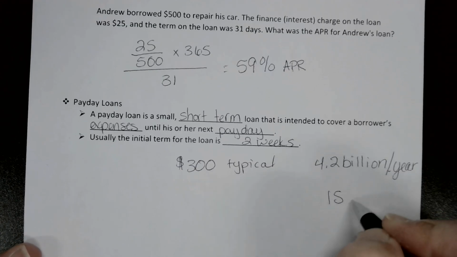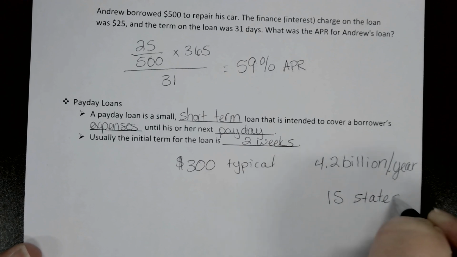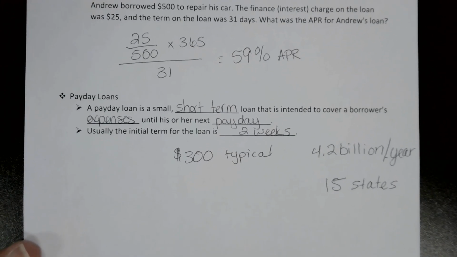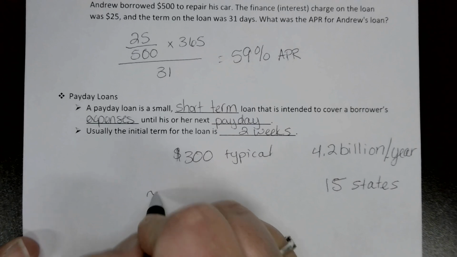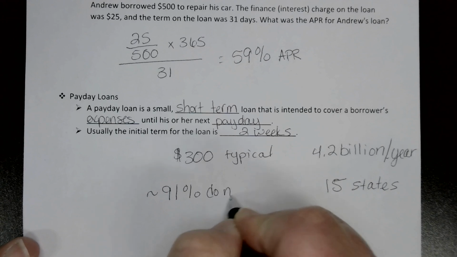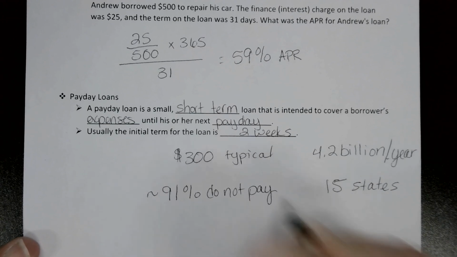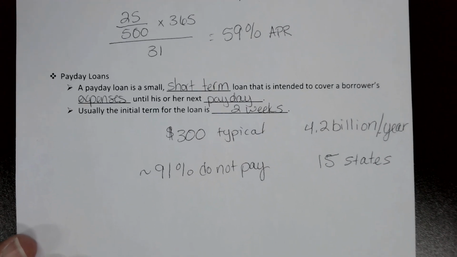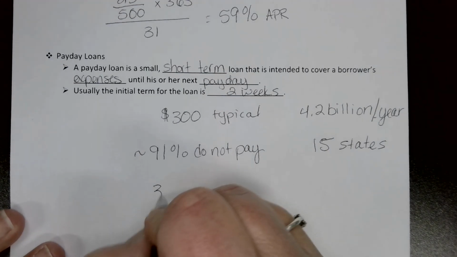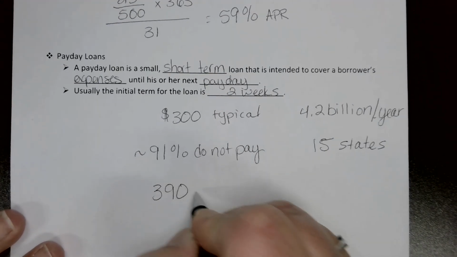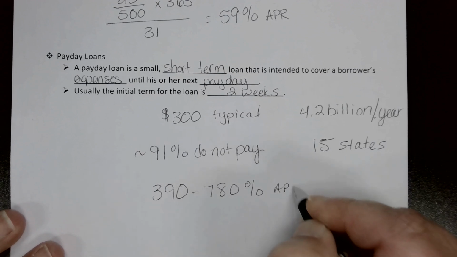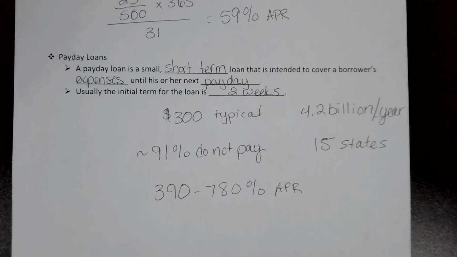15 states have outlawed it or restricted it in some way. Approximately 91% of people do not pay this back. It hurts them. And these loans, here's the kicker, they average anywhere from 390 to 780% annual percentage rate. That's crazy.